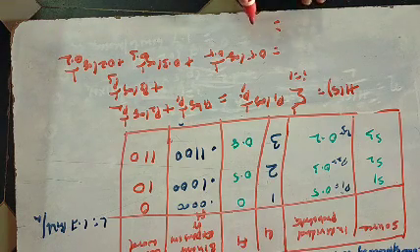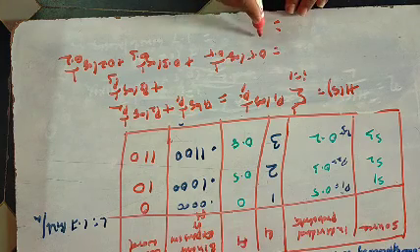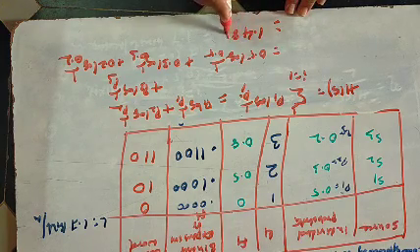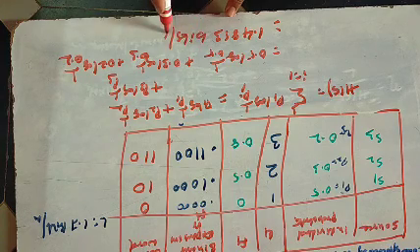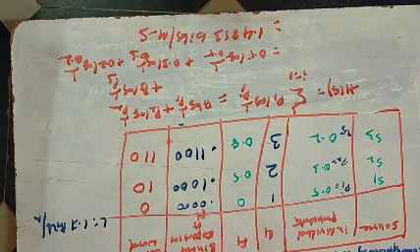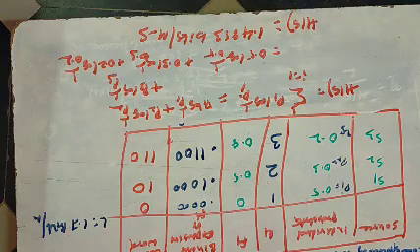And solving this, the answer we get here is 1.4853 bits per message symbol. This is entropy, H of S.